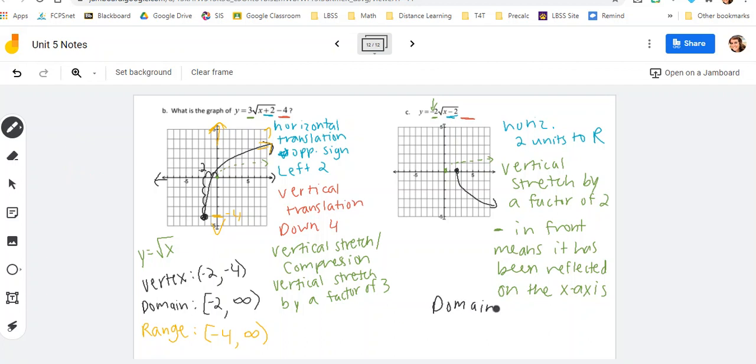Our domain and range here, we can say our domain, the smallest x value is 2, and it's going to go all the way to positive infinity. That range value, this one's going to look a little different because of the reflection. If we go from least to greatest on the y-axis, it's going down. So the least y value is negative infinity. But then when it gets to 0 here, there's no more y values above that. So 0 is the highest or the greatest y value.